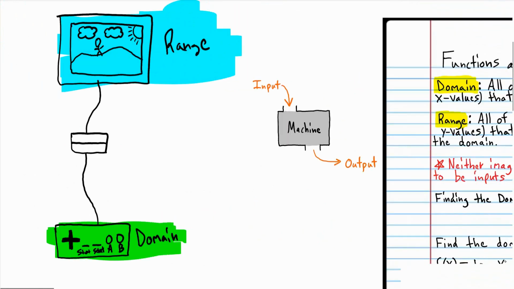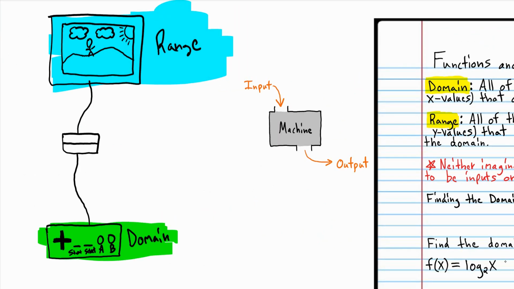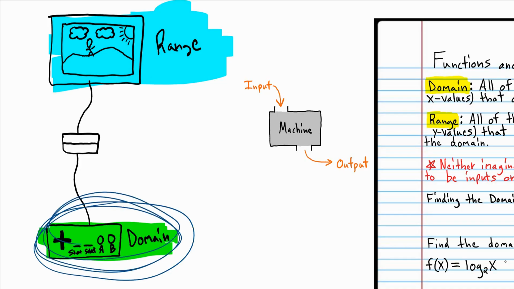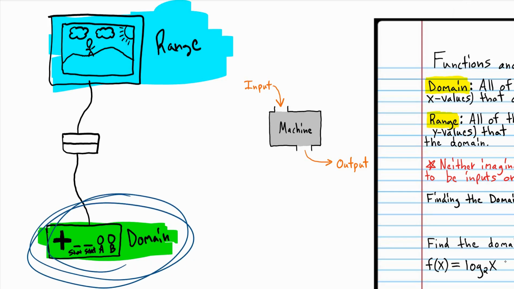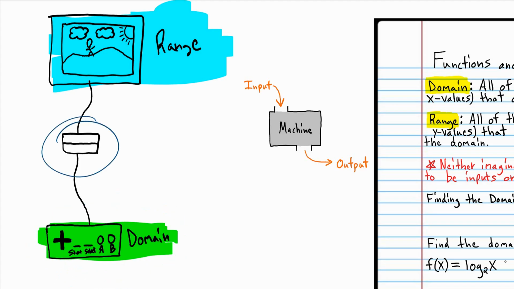So, to use the video game analogy, all of the buttons that you can push on the controller that produce a result on the screen are part of the domain. All those buttons that do something to your man on the screen or produce some sort of result, all those buttons are the domain of the function. And the function is the console with the video game.